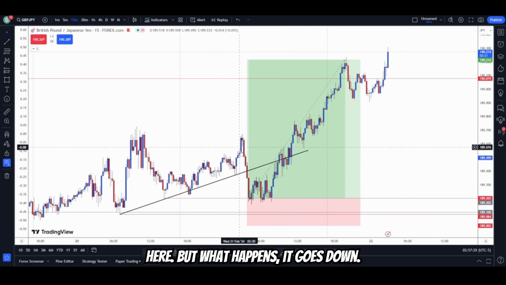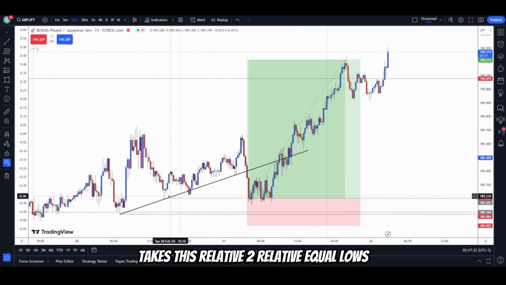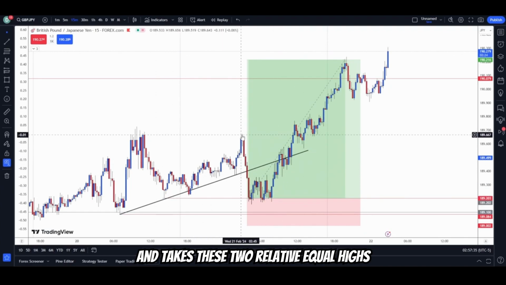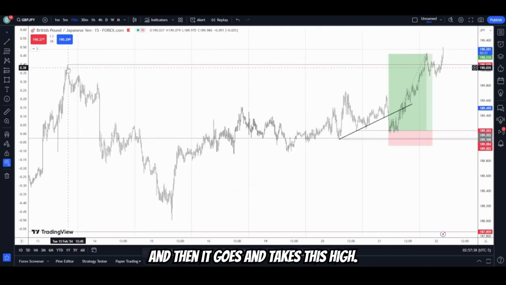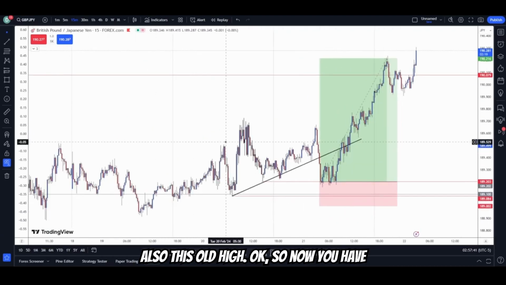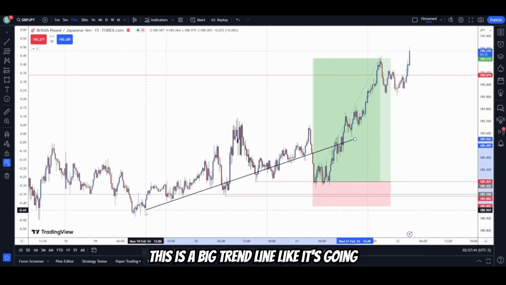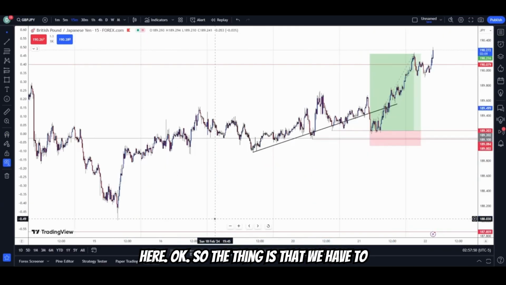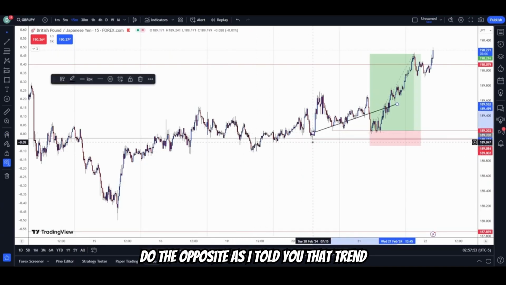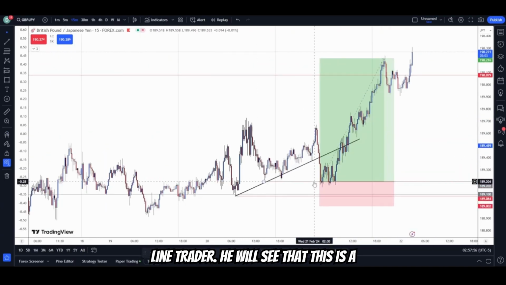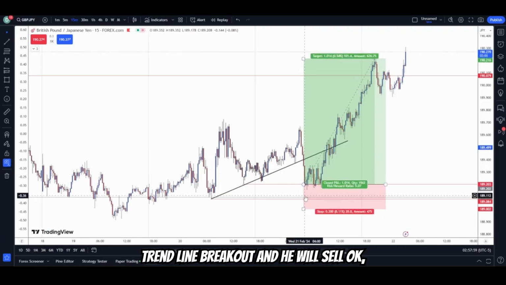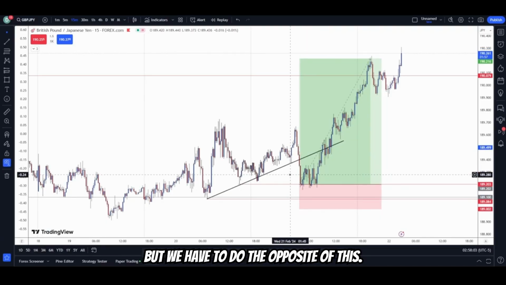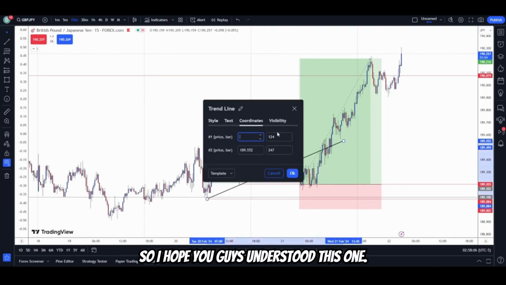But what happens? It goes down, takes these two relative equal lows, and then what happens? It keeps on going and takes these two relative equal highs, and then it goes and takes this old high also, okay? So now you have to look from a perspective, because see, this is a big trend line, like it's going on from here, I guess. It's going on from here, okay? So the thing is that we have to do the opposite. As I told you, the trend line trader will see that this is a trend line breakout, and he will sell, okay, but we have to do the opposite of this. So I hope you guys understood this one.